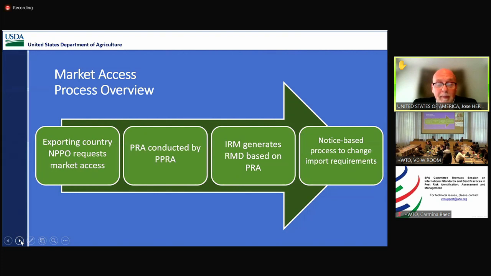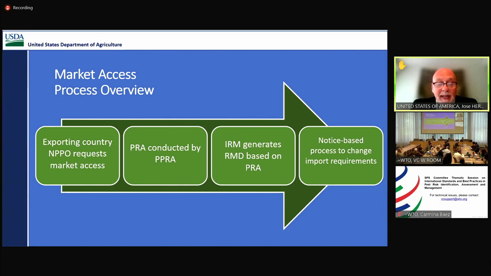In these slides, you will see an overview of the market access process. First, the exporting country's NPPO, or National Plant Protection Organization, makes a formal request to APHIS that specifies what they are intending to export. Then the PPRA group, or Plant Pest Risk Analysis, conducts a PRA, or Pest Risk Assessment, to evaluate the risk involved in the import pathway. After the PRA is finalized, APHIS IRM, or Import Regulations and Manuals, which is my group, will develop the Risk Management Document, or RMD. After the RMD is finalized, it will be posted for stakeholder consultation before the regulatory changes are made officially.